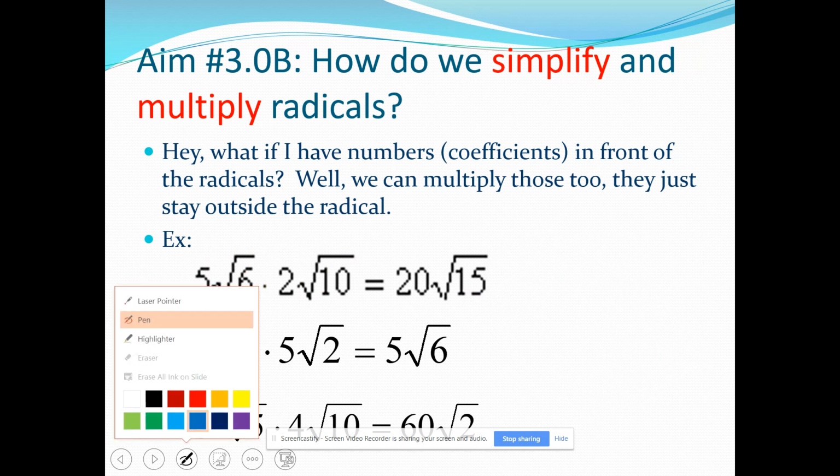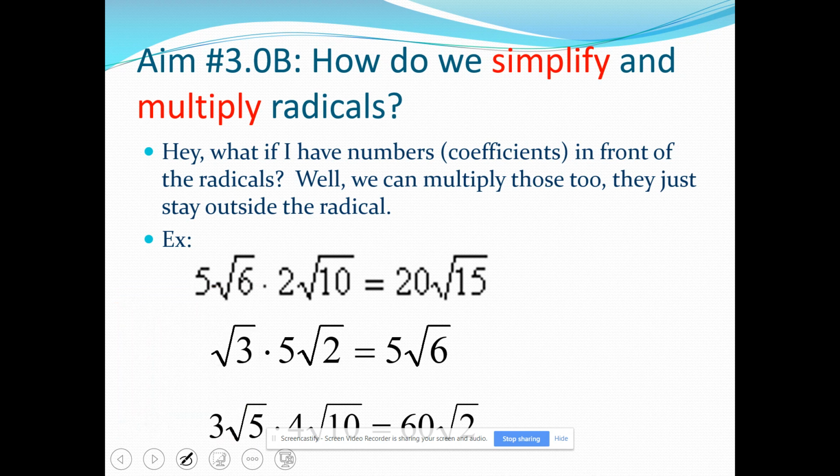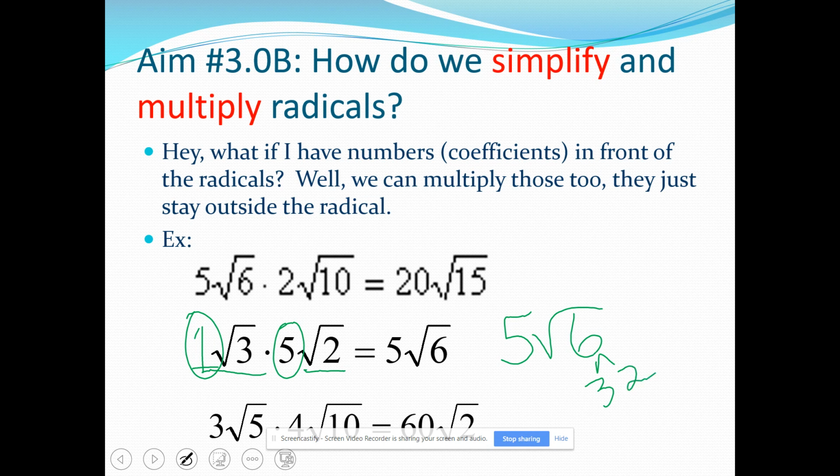For our next one, again, these are both square roots. So 3 times 2 is 6. On the outside are coefficients. We have a 1 times a 5, and 1 times 5 is 5. Now 6, again, breaks down to 3 times 2, which there's no pair there, so this is simplified form.